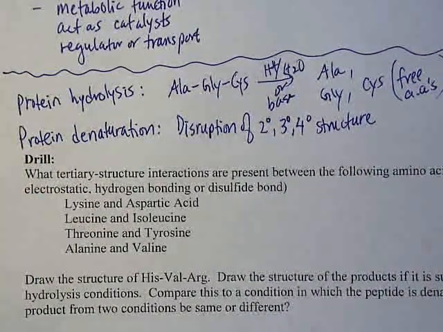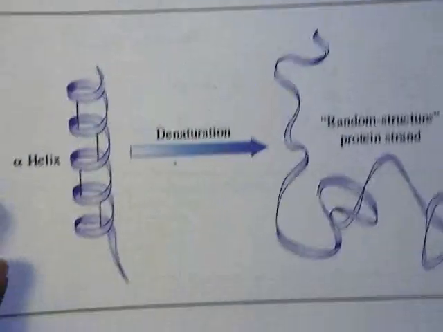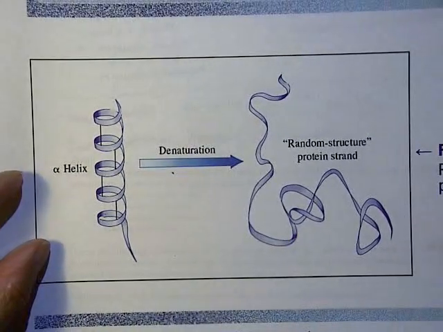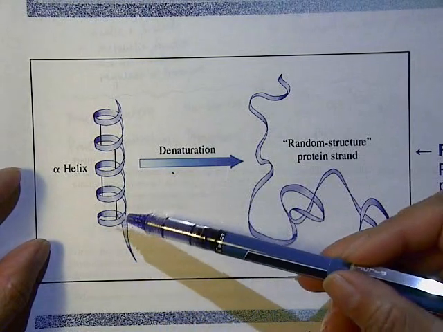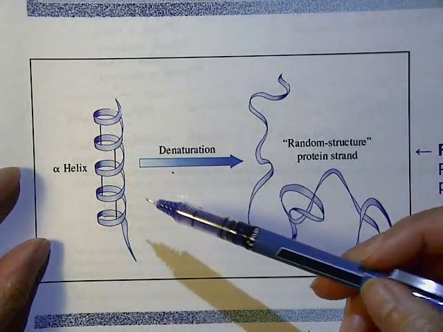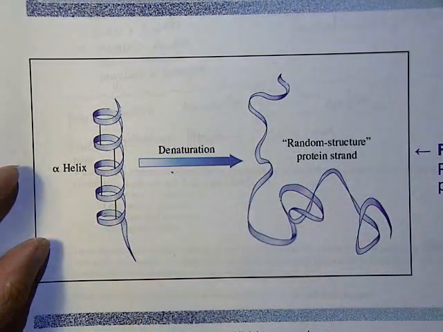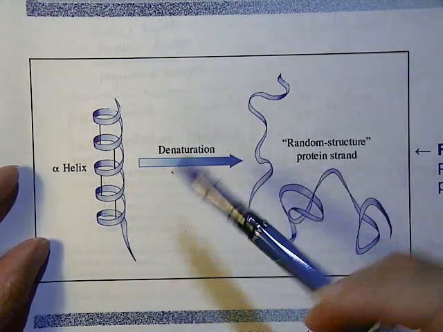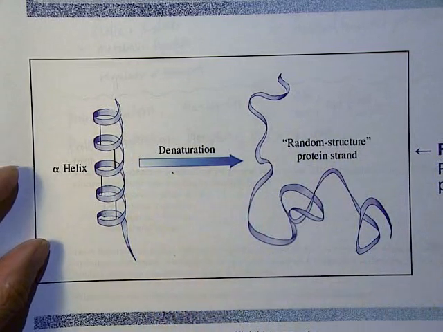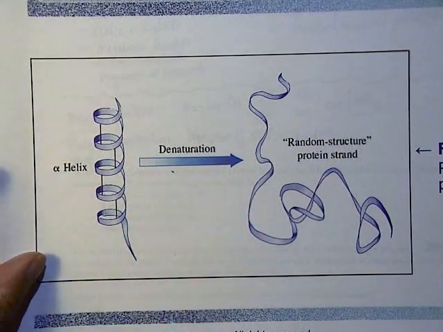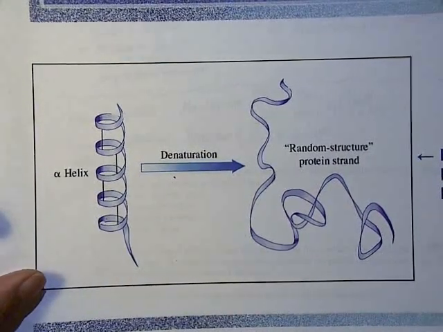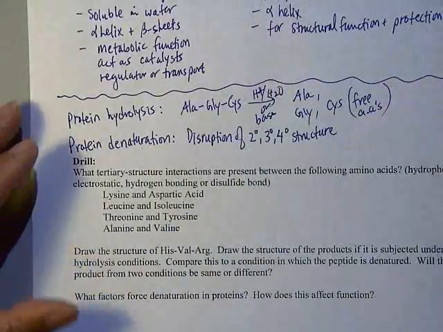Pictorially, this is what it would look like if you denature a protein. You're not breaking up the amide bonds, but you're getting rid of the hydrogen bonding, anything that's responsible for the 3D structure of the protein. So denaturization of, for example, an alpha helix would unravel that orderly alpha helix, and it would give you a random structure.